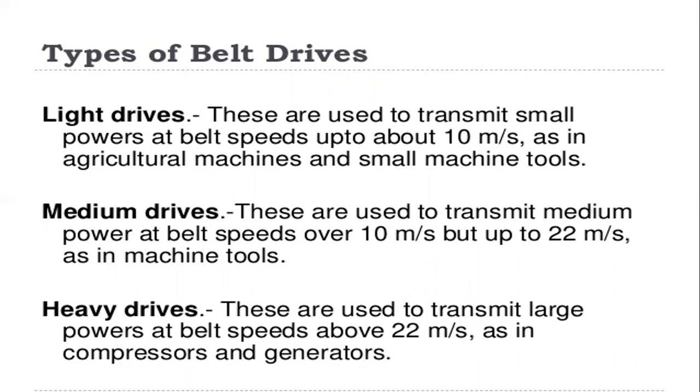The second one is the medium drives. These types of drives are used to transmit medium power at belt speeds over 10 meters per second, but limited to 22 meters per second. They are used in machine tools, so they are highly used in the machine tools section.